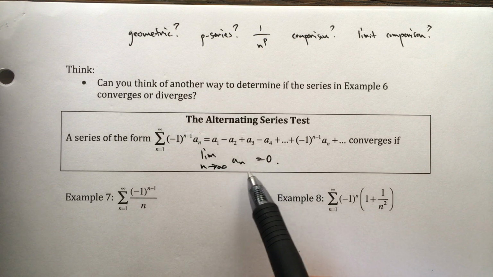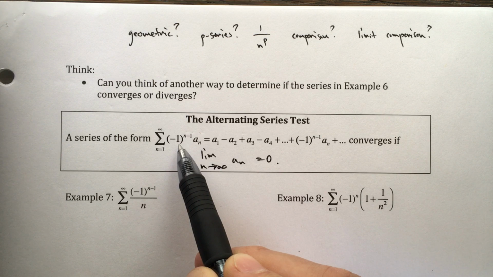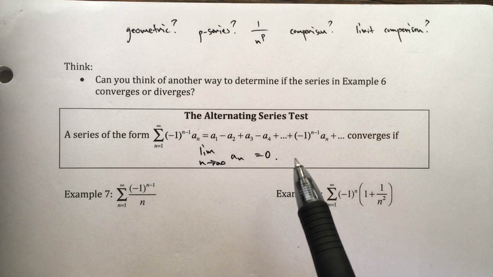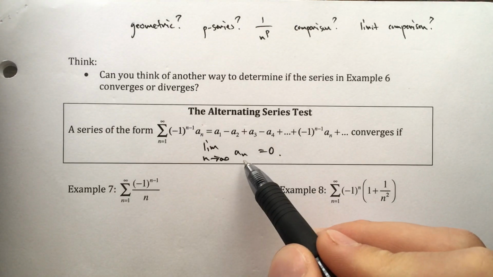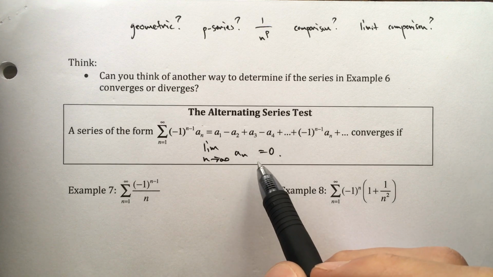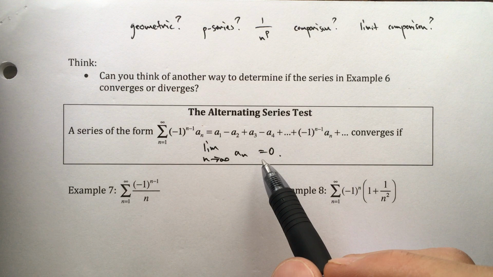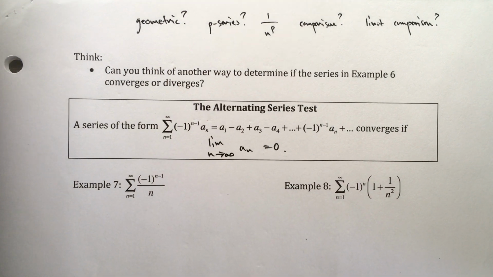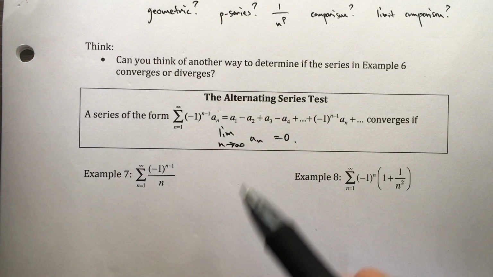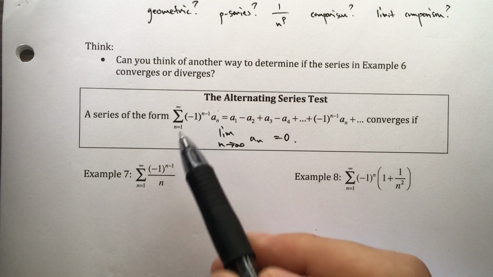And the reason that we only need this thing to go to 0 is because when these things alternate, a lot of the negative terms are going to eat up the positive terms. We saw this earlier. And so because all those positive terms and negative terms are eating each other up, it just has to approach 0. It doesn't even have to approach 0 that fast. So this is a very straightforward test that we can apply to see if something converges or diverges, so long as it is an alternating series.